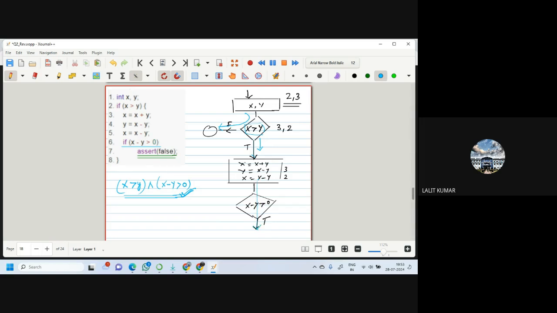But here he knows that there is a predicate. So again, to cover the other part, he will make x minus y less than or equal to 0. Okay.